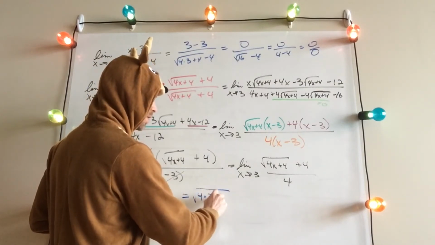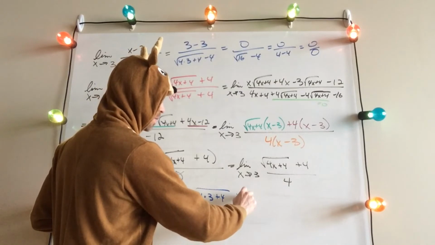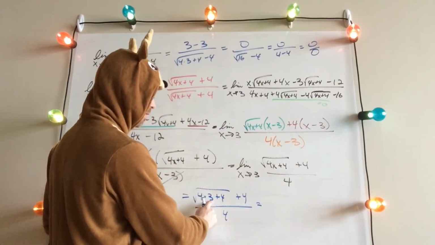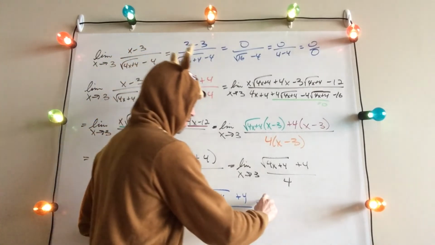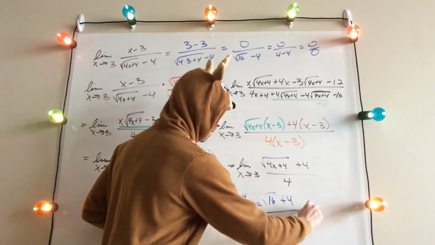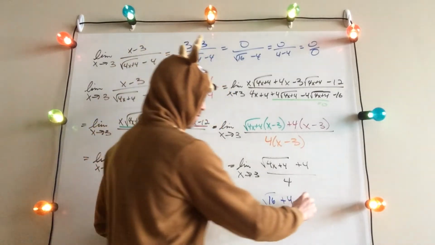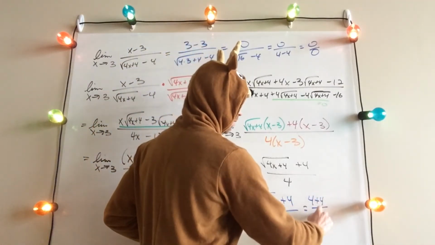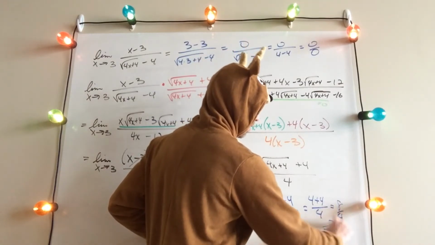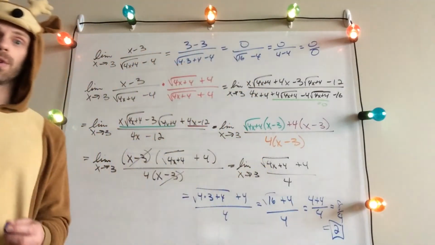4 times 3 plus 4 plus a 4 outside, all over 4. 4 times 3 is 12. 12 plus 4 is 16. Square root is 16 plus 4 over 4. So that's 4 plus 4 over 4, 8 over 4. All that to get the number 2.